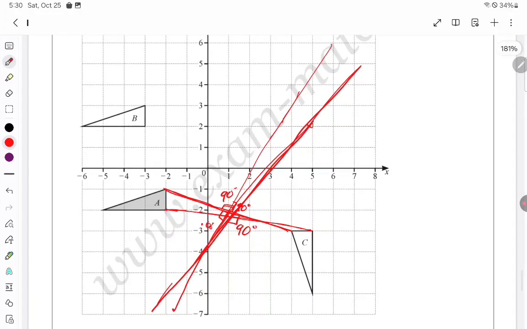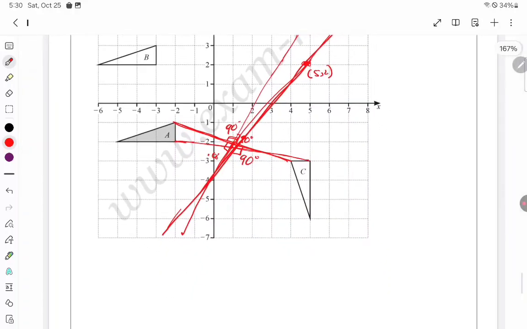Since both lines will be cutting on this same axis, 5, 2, which will be our center.